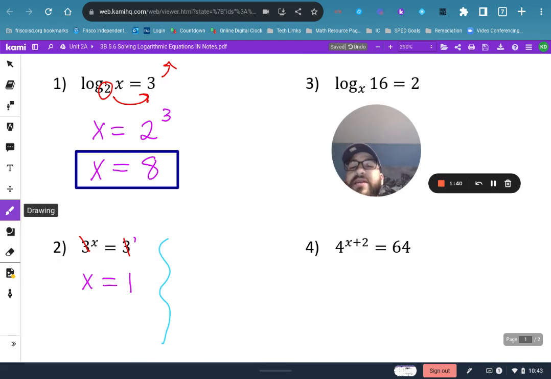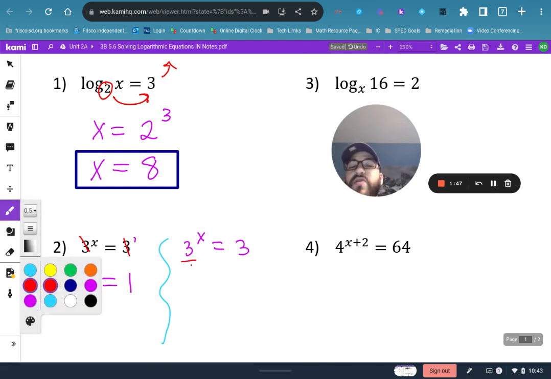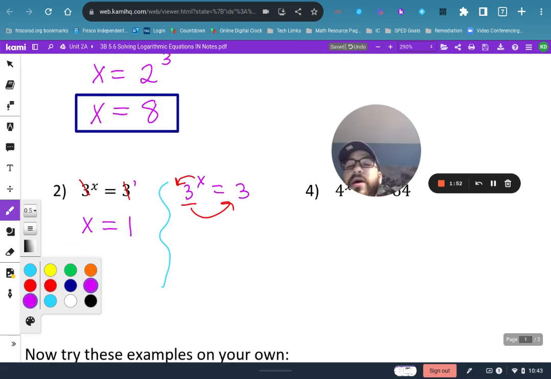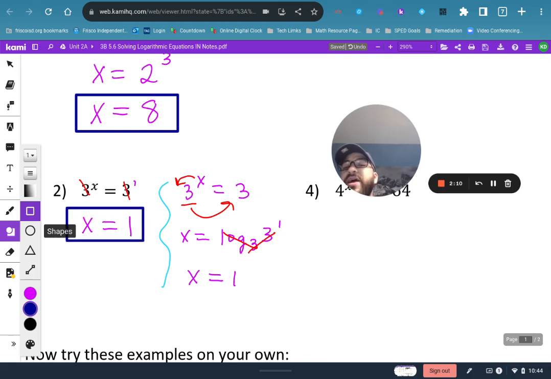So if I did my hook method instead, I have 3 to the x is equal to 3. I can take my base of 3. I can move it over to the other side. My x would come down. So this would become x is equal to log base 3 of 3. From here, I still have my power of 1. Log base 3 and 3 would cancel out. So we would get x is equal to 1. So we got some different things we can do now to start solving these logs. You got options. You got different ways you can work them out.